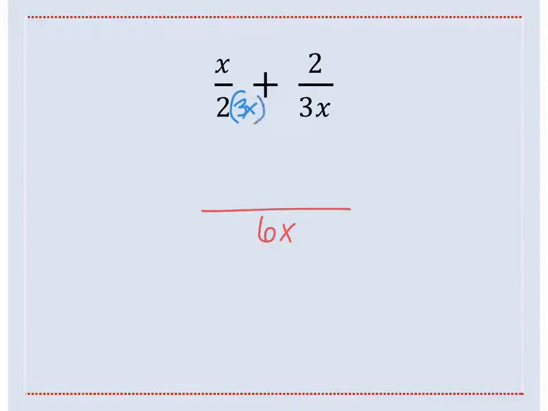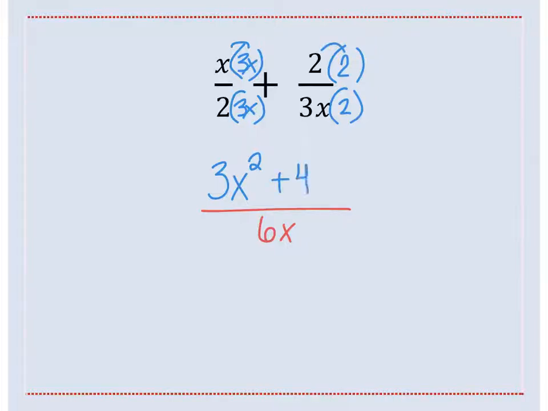And don't forget, whatever you multiply on the denominator, you must multiply on the numerator. The second fraction, I multiply it by 2. And if I do it on the denominator, I do it on the numerator. So my denominators now are both 6x, which is why I can write it as one fraction. So we're going to go ahead and distribute 3x times x, we have 3x squared. 2 times 2, we have a 4.